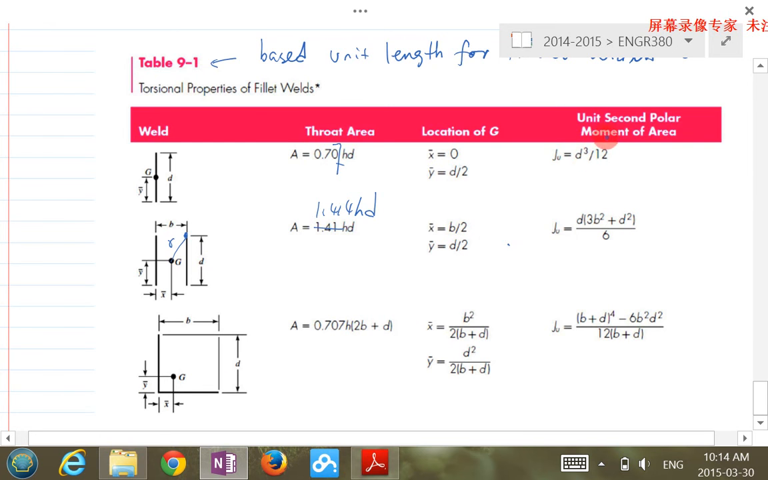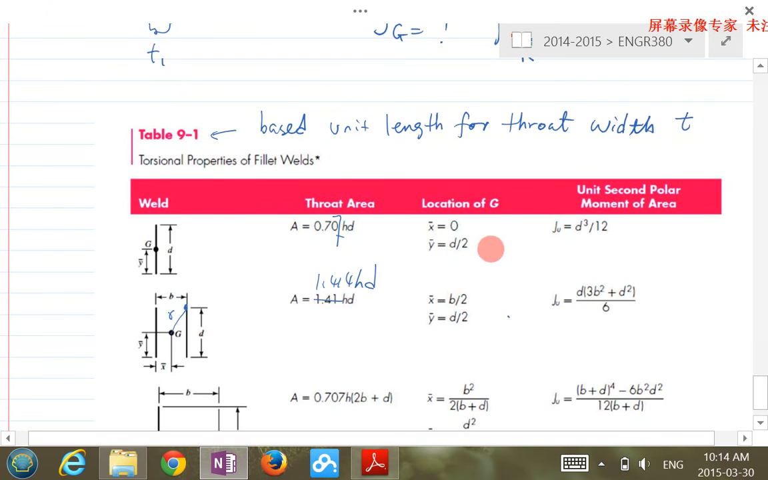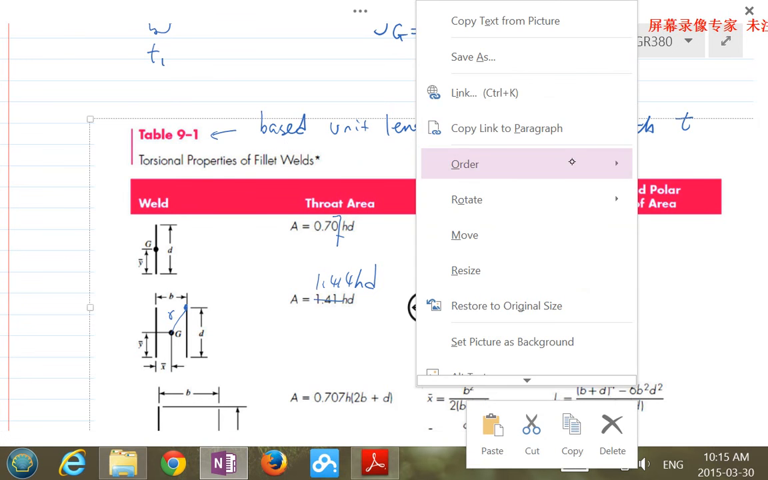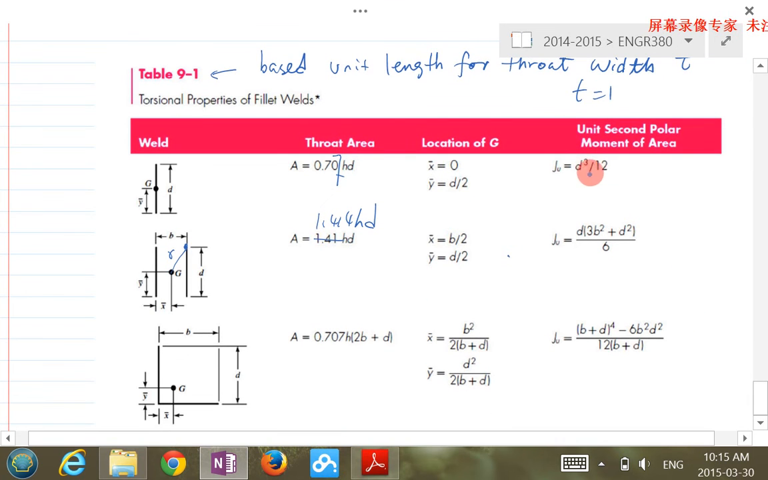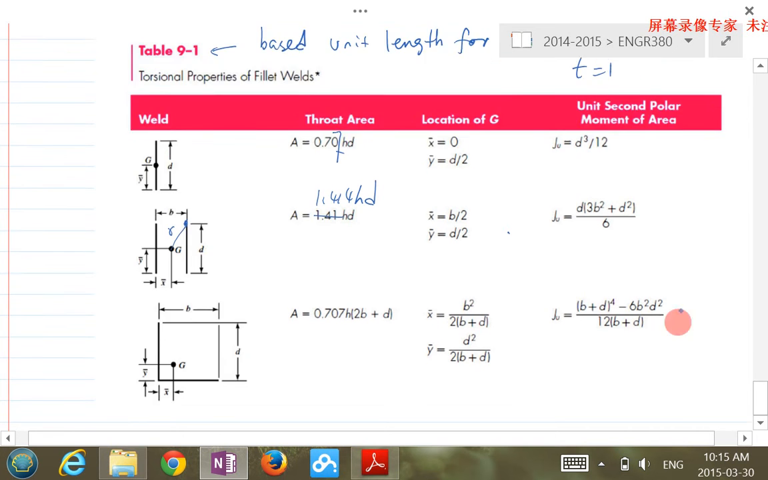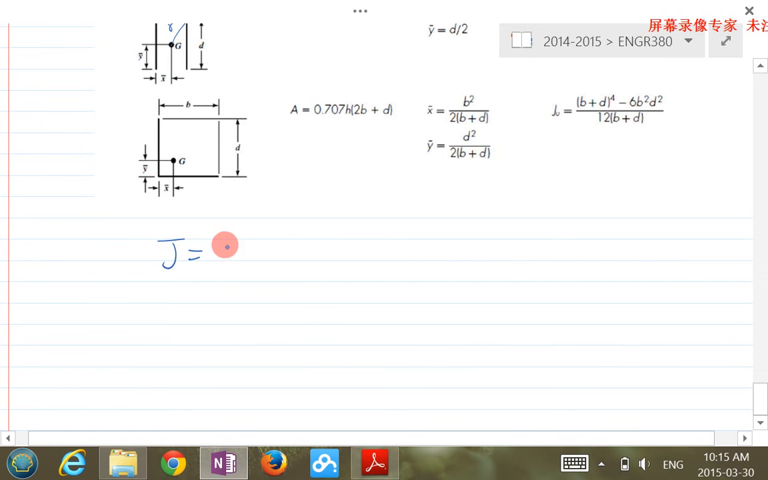J here is called the unit second polar moment of area. Remember why it is unit? Because the table is generated based on the unit length for the throat width, the t. It's set to 1. So the J here is called JU, the unit second polar moment of area. Then what would be the actual J? The actual J is basically 0.707 h times the JU. This h is the actual weld size, so just scale it back and you will get your actual J.